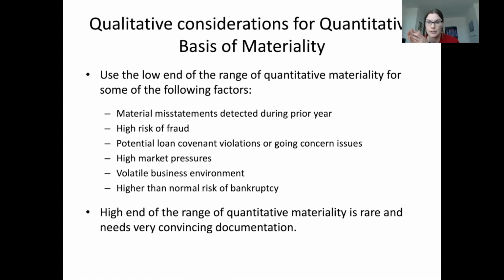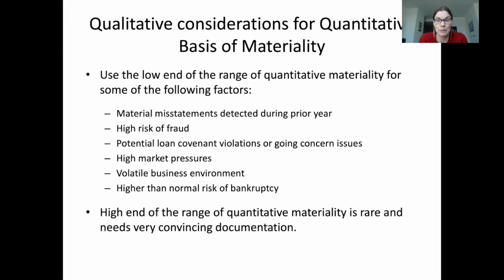The high end of the threshold would generally be reserved for really not just low risk clients, but also private clients that aren't going to have that same kind of reputational exposure associated with them. And they would need very convincing documentation to go with the high end of the range. So one time on one of my clients, again, a private client that was relatively low risk, we went with the high end of the range, and the senior manager wrote like a 30-page memo supporting why we were able to go with the high end of the range.